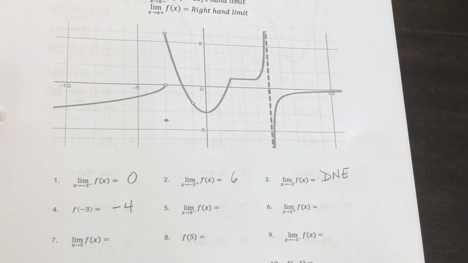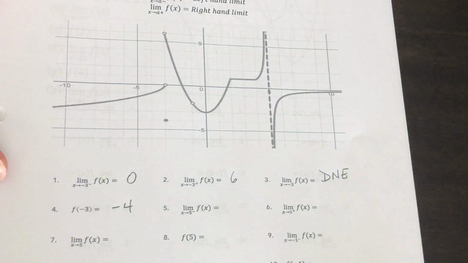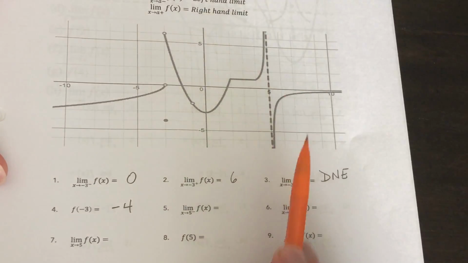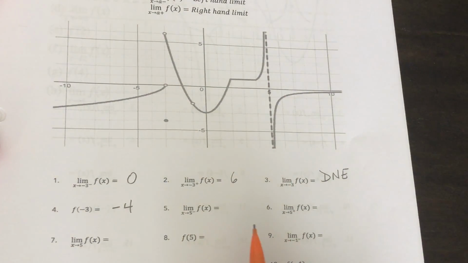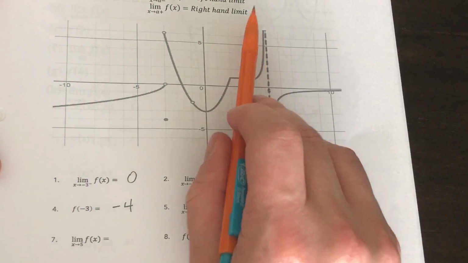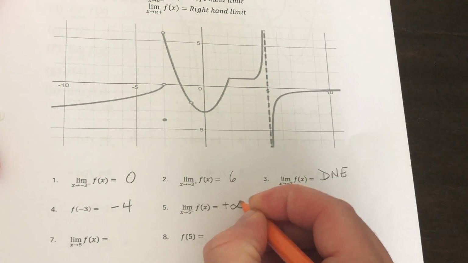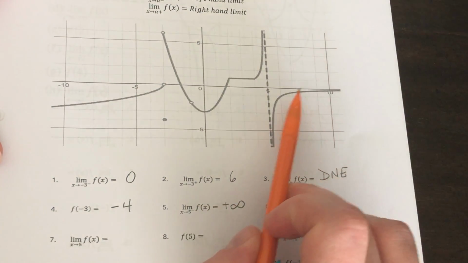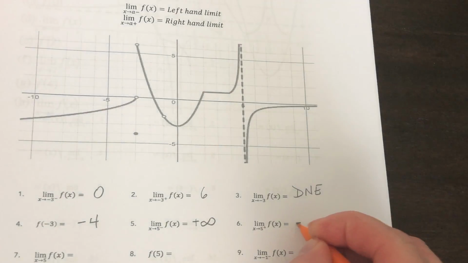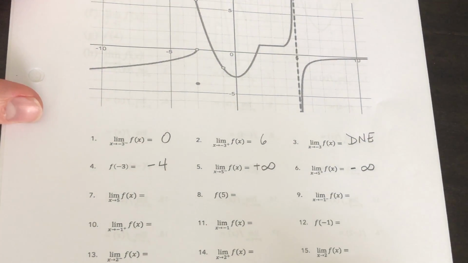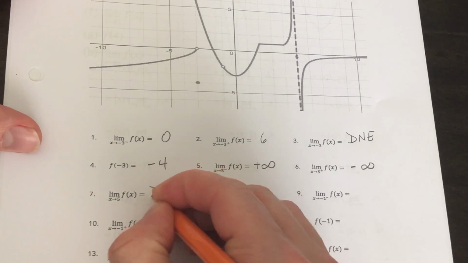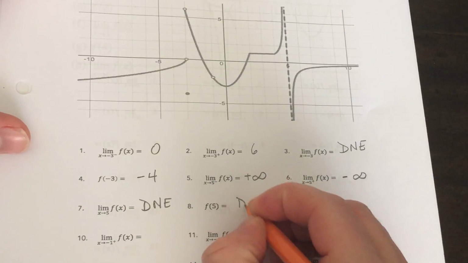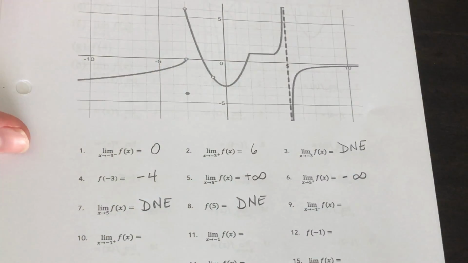Number 5. Now it says we're going to look at the limit as x approaches 5 from both sides. So x is equal to 5: 1, 2, 3, 4, 5. So it's this asymptote right here. The limit as x goes to 5 from the left-hand side is going to approach positive infinity. The limit as x approaches 5 from the right-hand side, as I come from the right-hand side of the graph, is going to go to negative infinity. Since these two limits don't equal each other, it does not exist. And f of 5 does not exist because it's on an asymptote. There's no solid points on there.